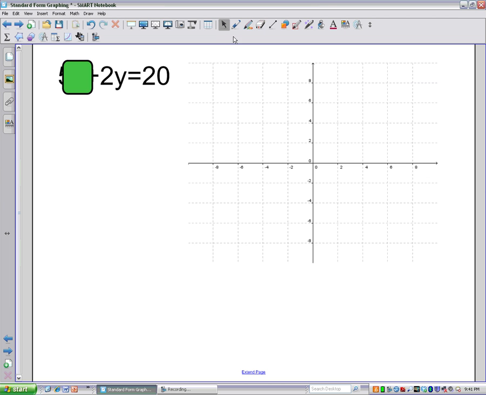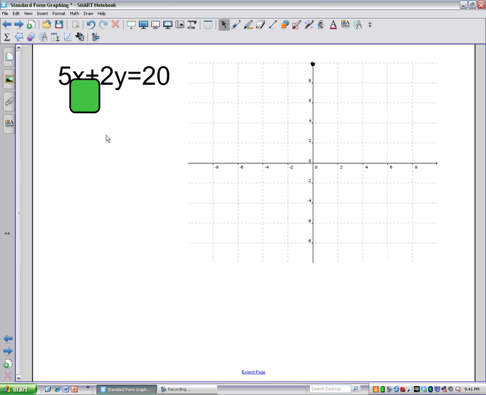So it's gone. 2 times what equals 20? Well, I think you would agree with me, there it is, that it's 10, so way up here. So my y-intercept is 10. Okay, let's find the x-intercept.